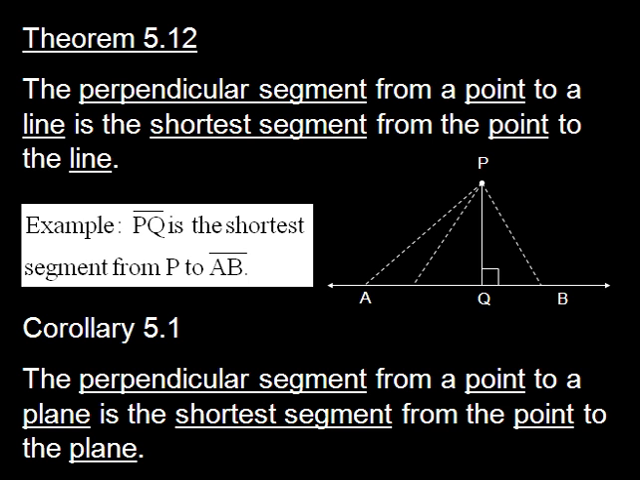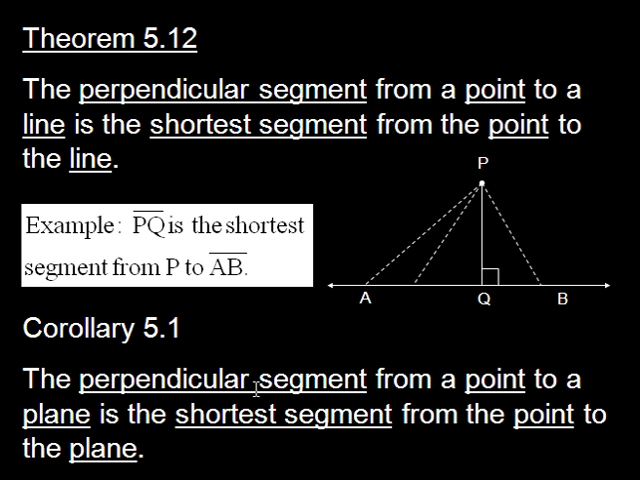A couple more theorems to give you. Theorem 5.12: the perpendicular segment from a point to a line is the shortest segment from the point to the line. So the shortest segment is going to be perpendicular, so segment PQ is the shortest segment from point P to line AB. It's always perpendicular. We have these other segments here, these other lines that can be drawn, but the shortest one is always perpendicular.